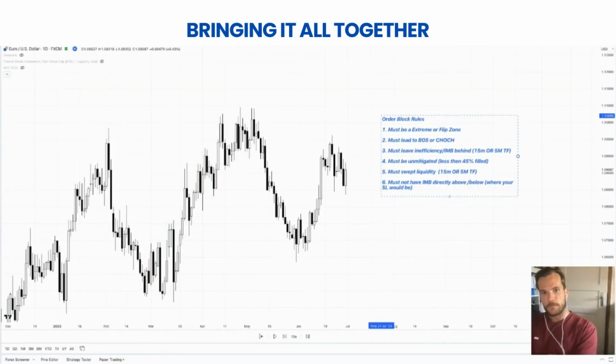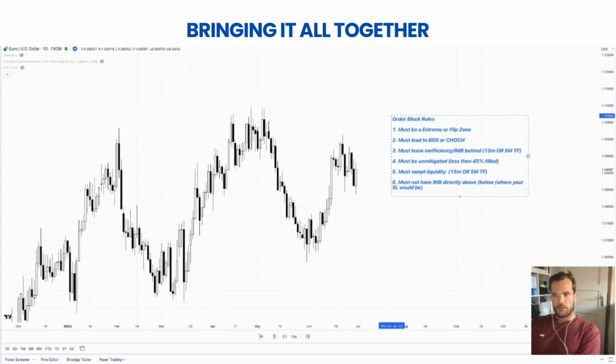But I'll go through the rules. So it must be an extreme or a flip zone, must lead to break of structure or CHoCH, must leave inefficiency or imbalance behind, can be on the 15-minute time frame or the 5-minute time frame, must be unmitigated. For my backtest, less than 45% filled, must sweep liquidity. So pretty much just sweep some lows. That can either be present on the 15 or the 5-minute time frame as well. And in general, we must not have imbalance above or directly below.